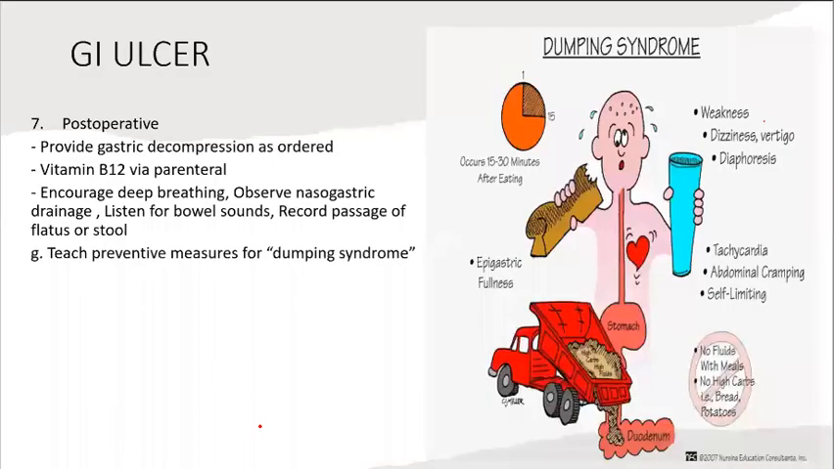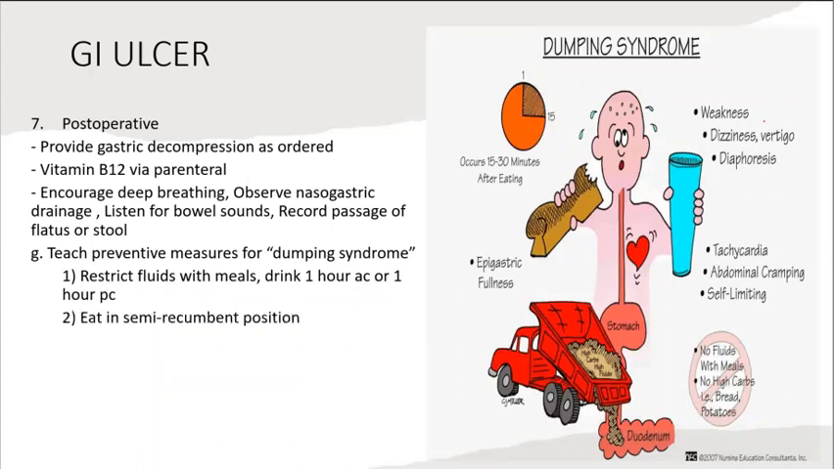So again, how are we going to manage these patients? First of all, we want to restrict fluids with meals. You want to teach the patient, when you are eating, restrict your fluids. You can drink 1 hour before or 1 hour after. You don't want them eating and drinking at the same time because of that risk of dumping syndrome. Again, teach them to eat in a semi-recumbent position. You elevate the head of the bed at least 30 to 45 degrees.